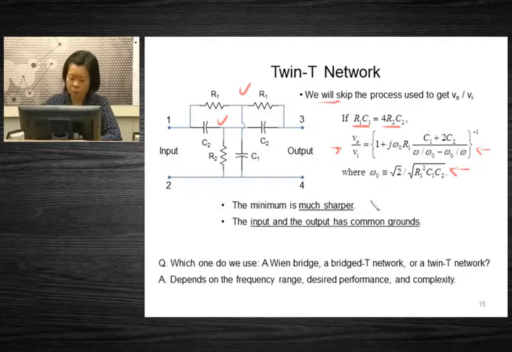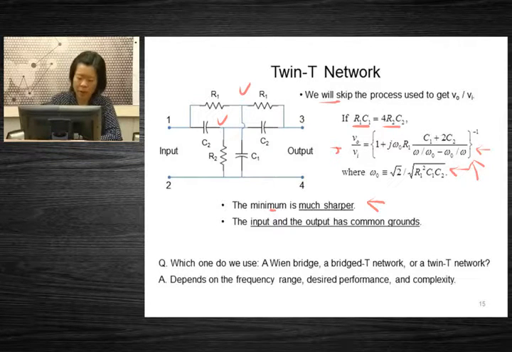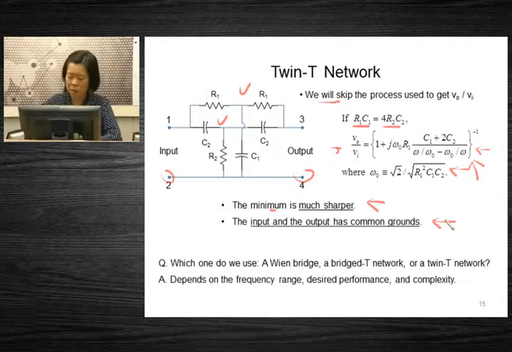Since we introduced more components, when you draw the ratio between output and input, the shape at the minimum becomes much sharper. And the input and output still have the same ground, the common ground, so it makes the circuit design easier.